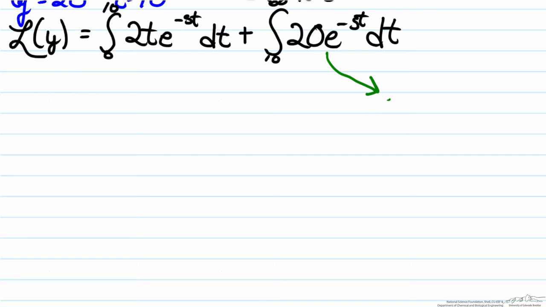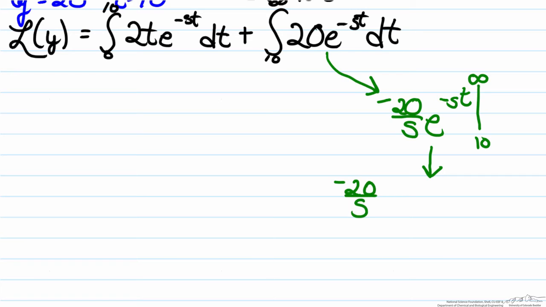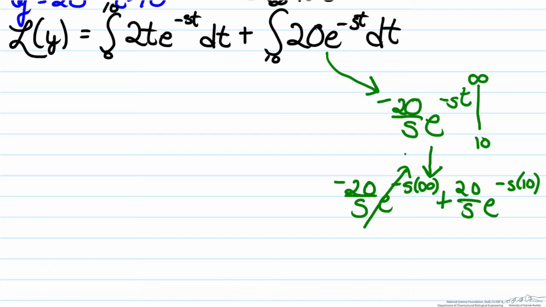So the second integral is going to be negative 20 over s multiplied by e to the negative st, evaluated from 10 to infinity. When we evaluate this from 10 to infinity, we end up with negative 20 over s multiplied by e to the negative s times infinity plus 20 over s e to the negative s times 10. Since s times infinity will cause an exponential raised to the negative infinity power, this term will go to 0. So that leaves us with the second term just being 20 over s multiplied by e to the negative 10s.